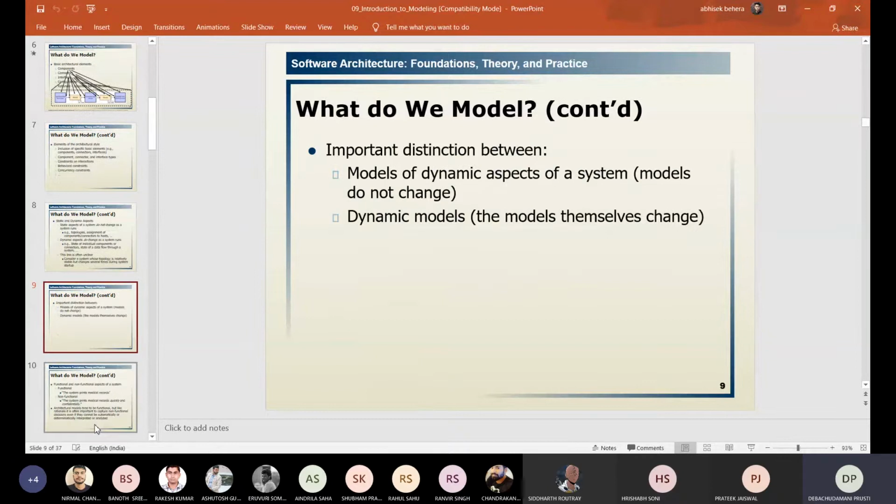Then an important distinction between the models of dynamic aspects of a system and dynamic models. The models of dynamic aspects of a system means the models will not change. Okay, a dynamic model means the models themselves change. The model itself will change for the requirement while the system is running, and the dynamic aspects of a system means the model will not change. It is the system that will start changing on the model.